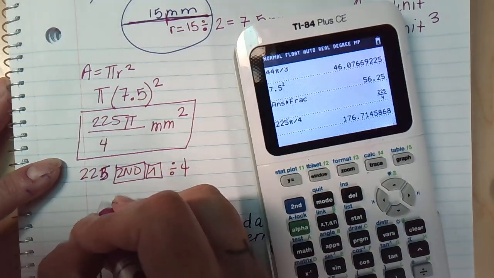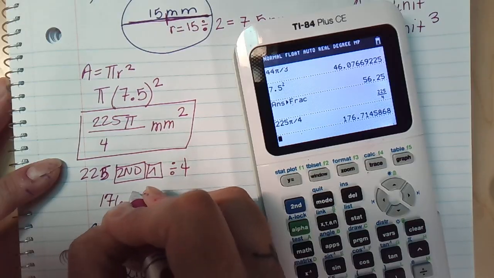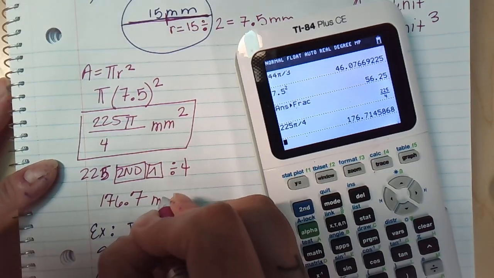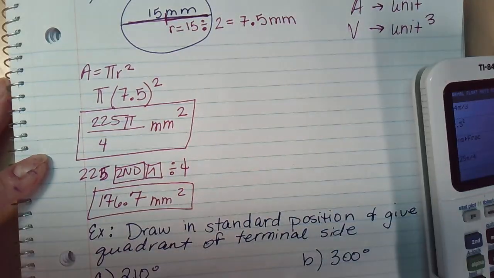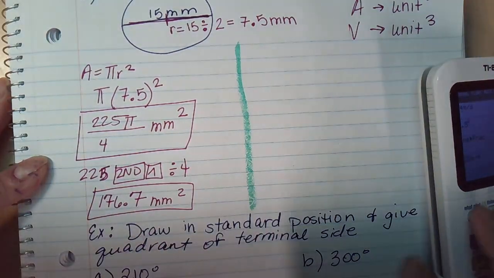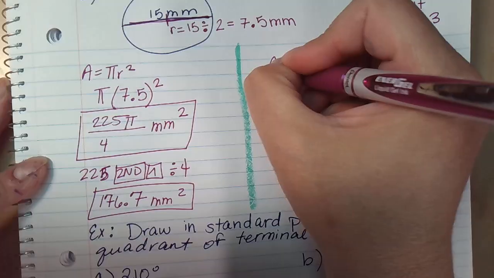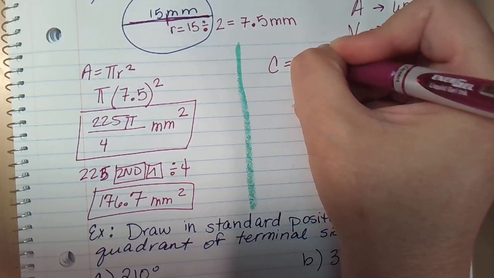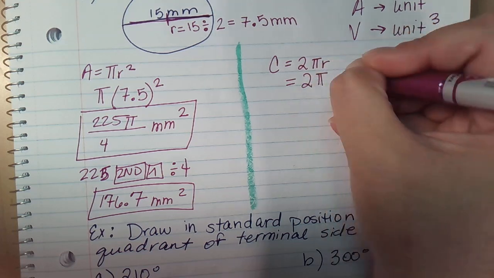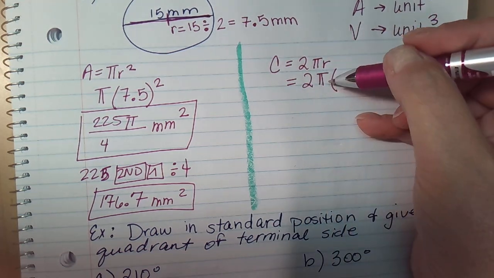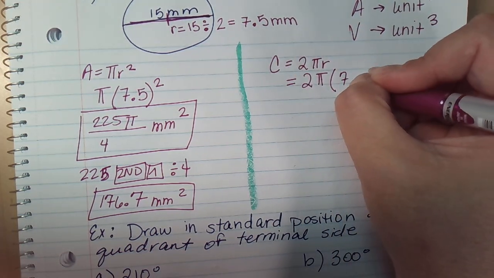Okay, and we got 176.7-ish millimeters squared. And you would check your homework for what they want you to round to. Okay, now let's find the circumference. The circumference is 2 pi r. Okay, you might see something already. Okay, so that makes 2 pi times my r of 7.5.